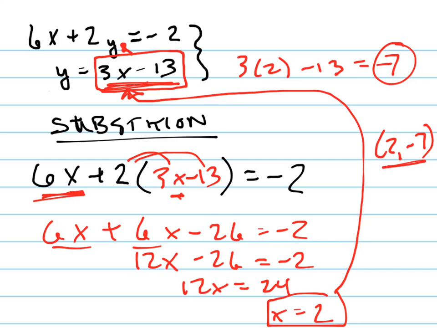I check it by plugging in 2 and negative 7 into the other equation and make sure that it works. 6 times 2 is 12. 2 times negative 7 is negative 14. 12 minus 14 is negative 2. It worked. Done. That's the first way. That's the easiest way when it's in this form, but it's not always the best way, and so let's look at another way to do that problem.